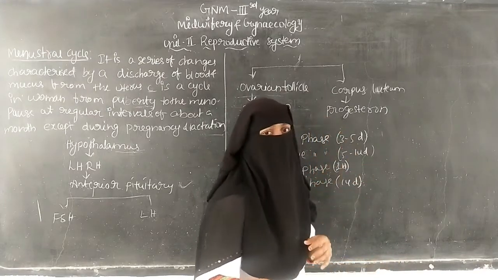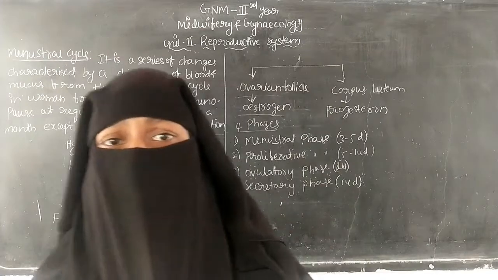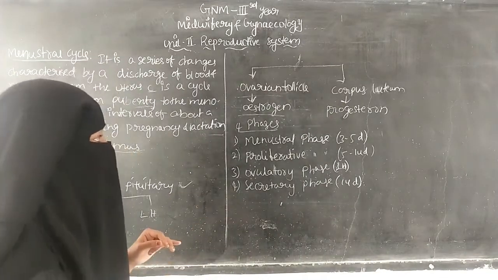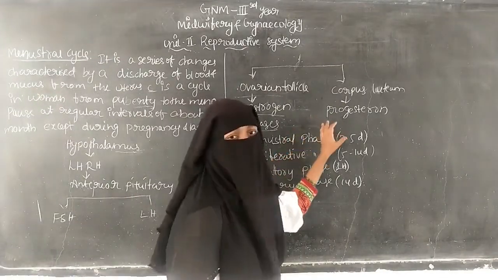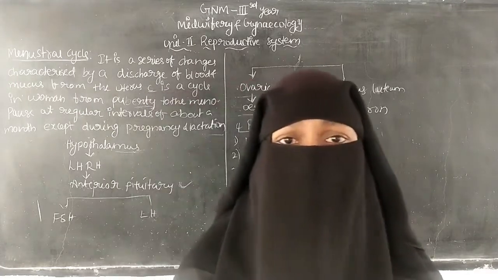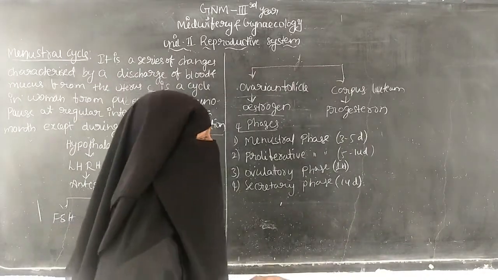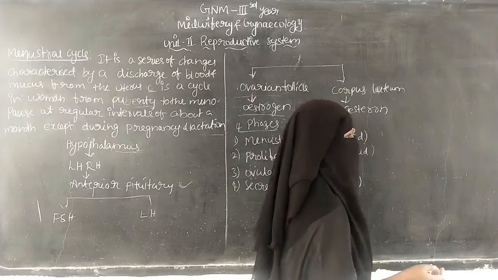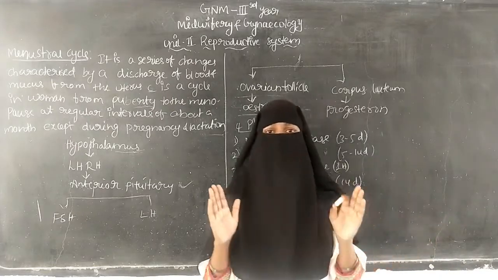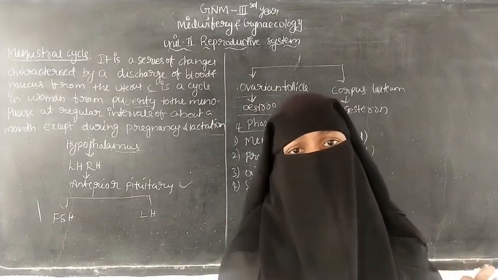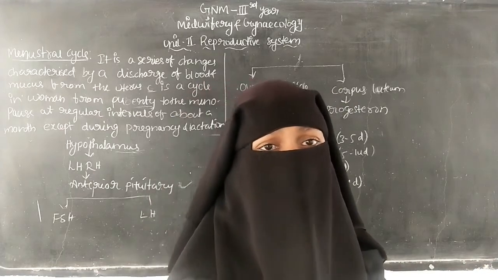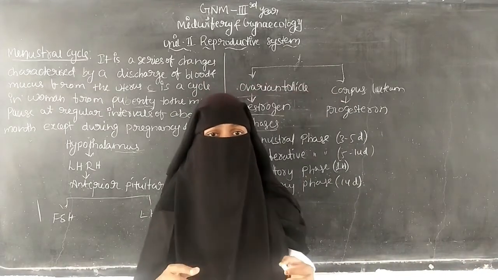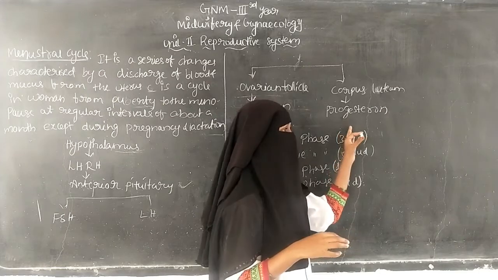So the progesterone helps in pregnancy. The progesterone hormone helps prepare the endometrium for the pregnancy. The endometrium is the inner lining of the uterus, the thin lining of the uterus.